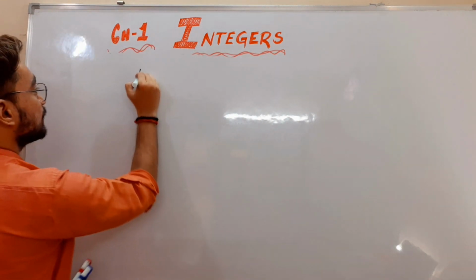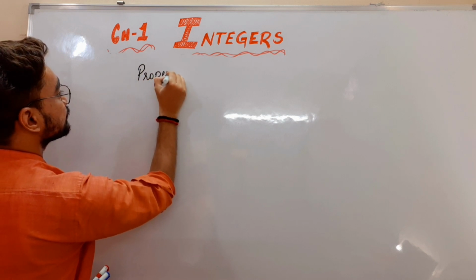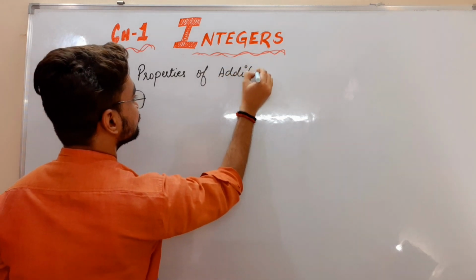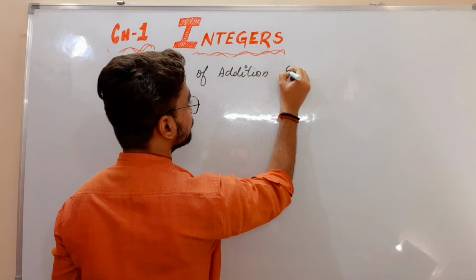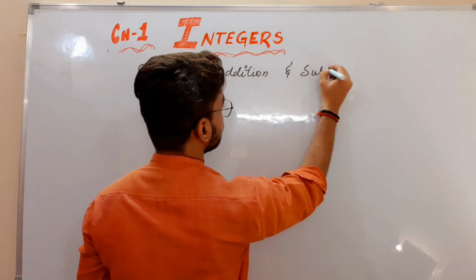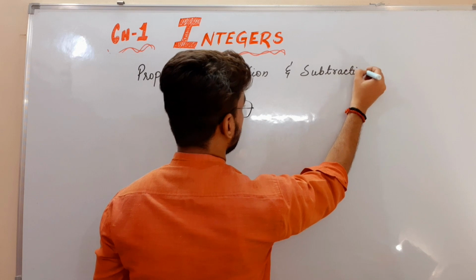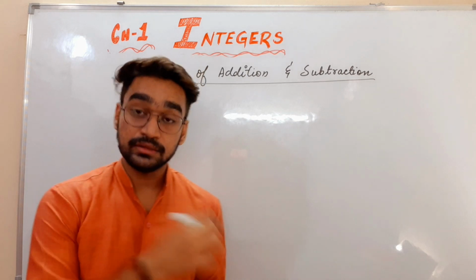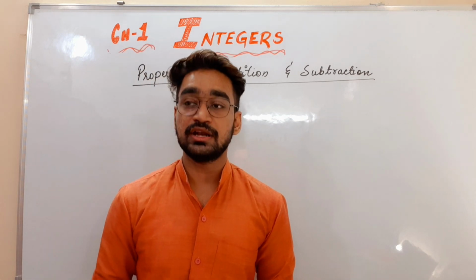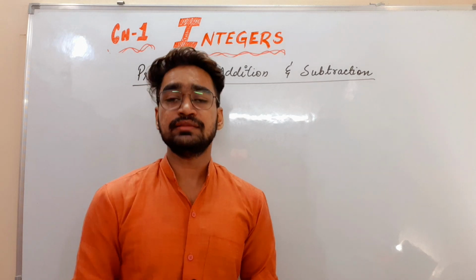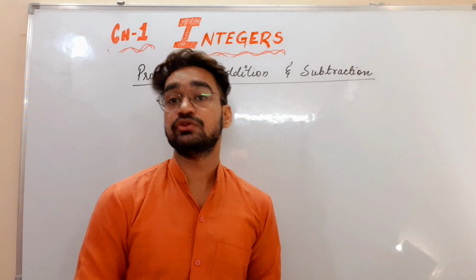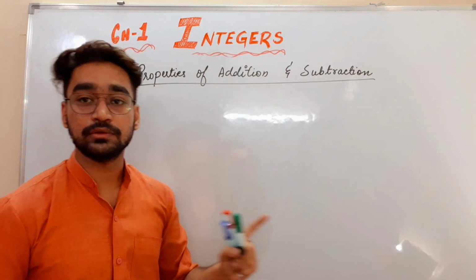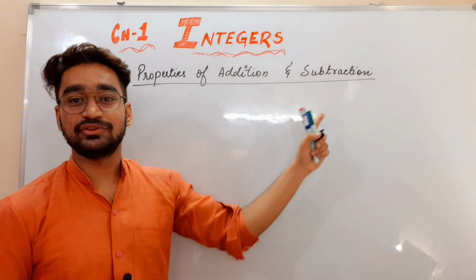So we can say, properties of addition and subtraction. We already know how to add and subtract two integers, but in this video we are going to study the properties of addition and subtraction of integers. In grade 6 you might have studied the properties of addition and subtraction in whole numbers, but this time, as you are studying the chapter on integers, you are going to study them for integers.